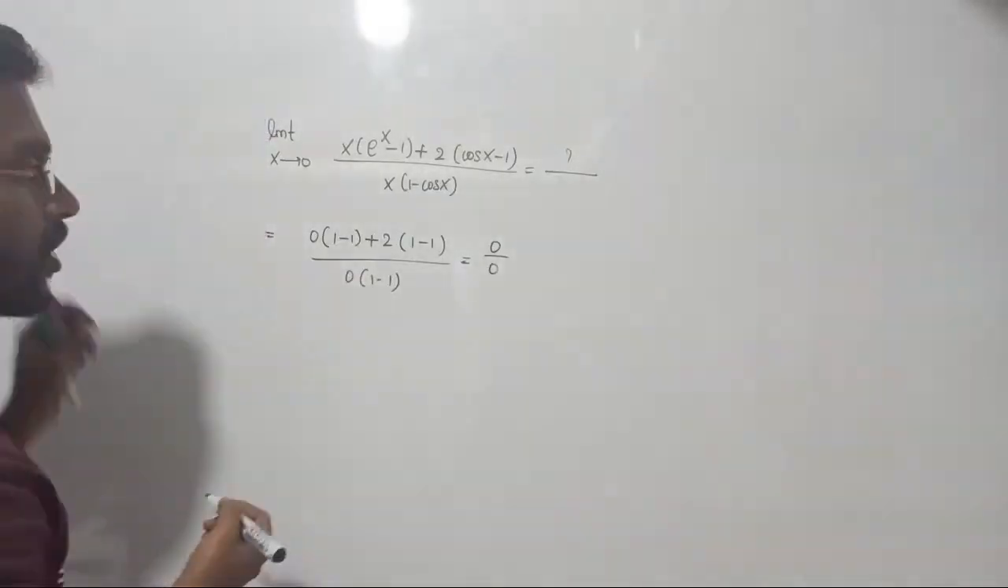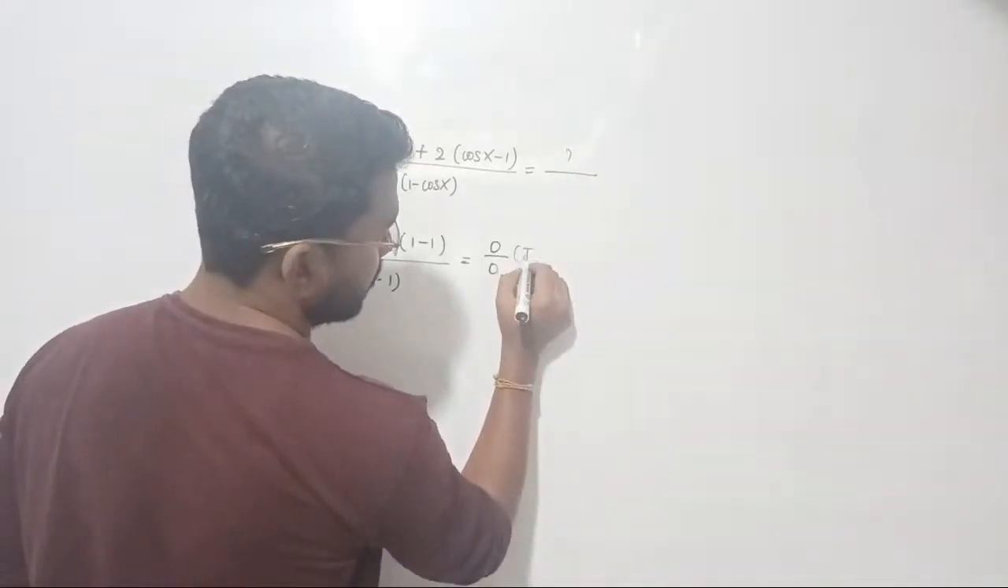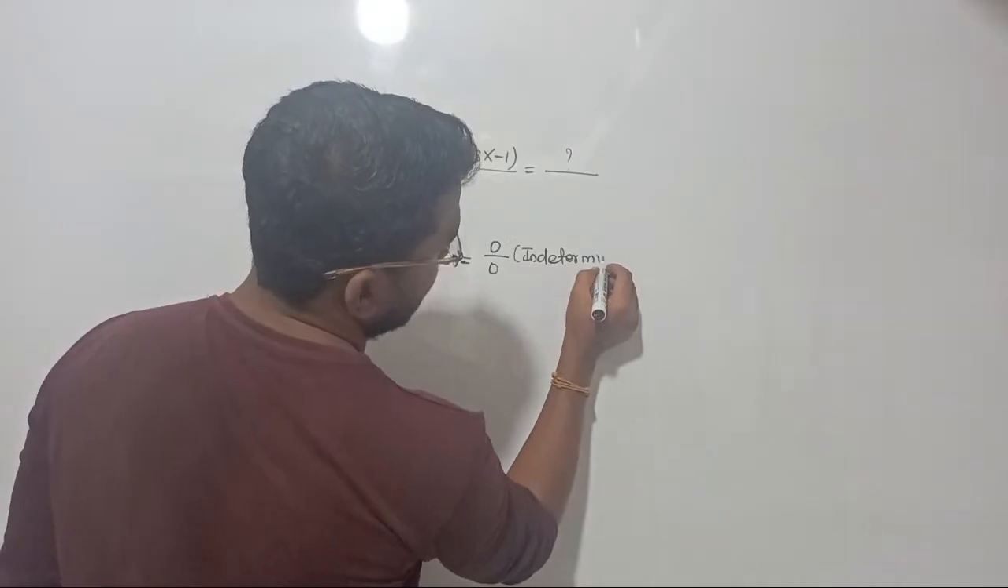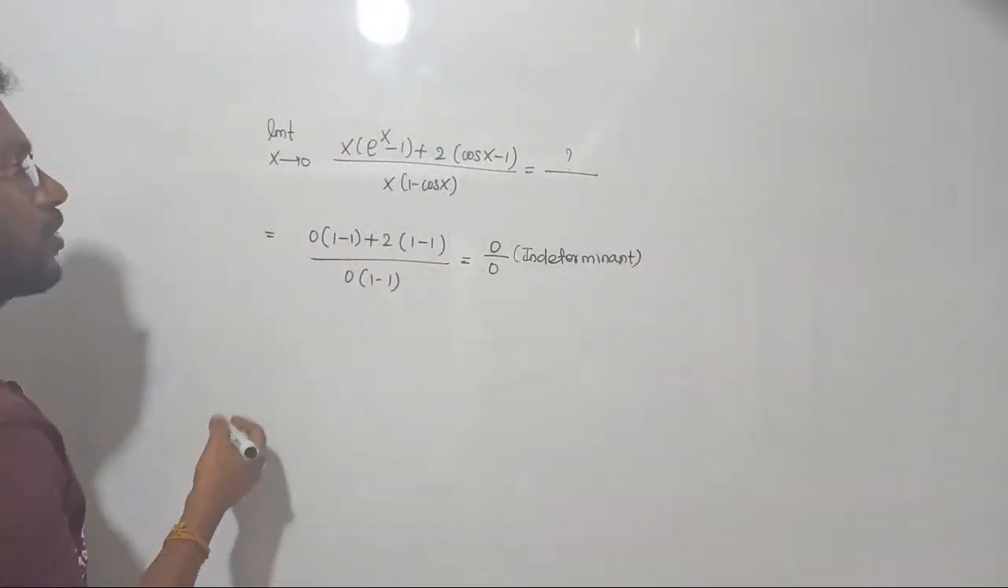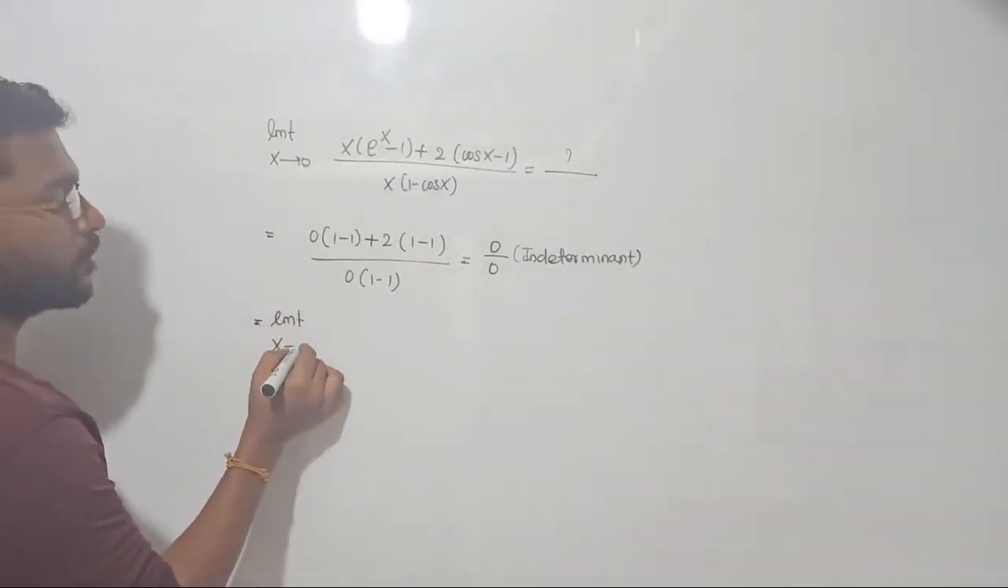So it is in the form of 0 by 0, that is called indeterminate form, right? So I cannot directly write the answer, I will have to apply L'Hospital rule. Now according to L'Hospital rule, just take the numerator first, limit x approaching 0.